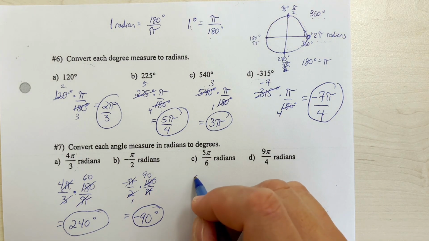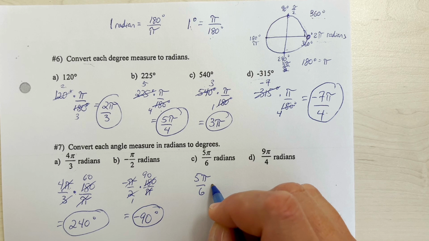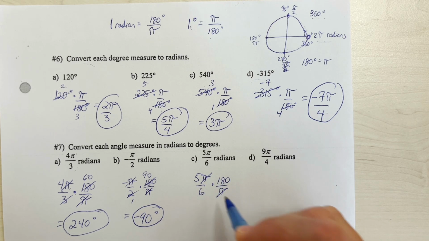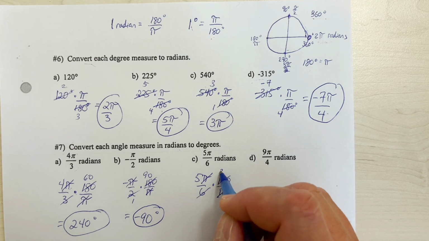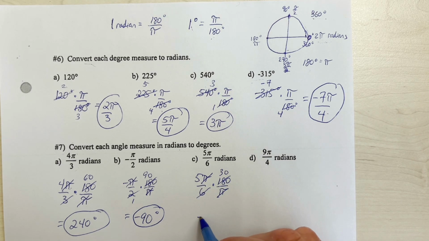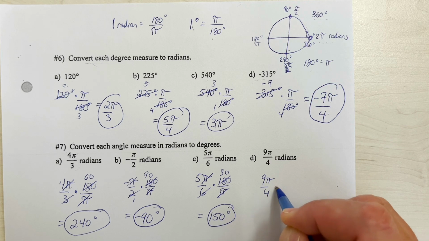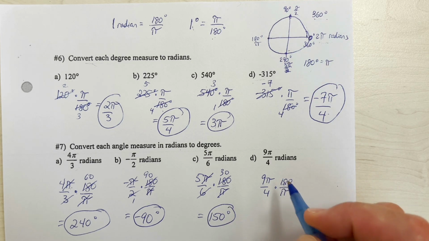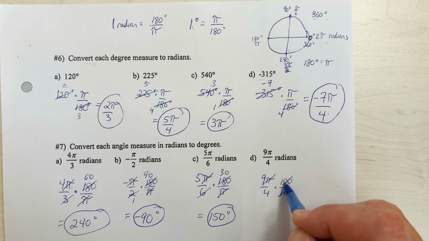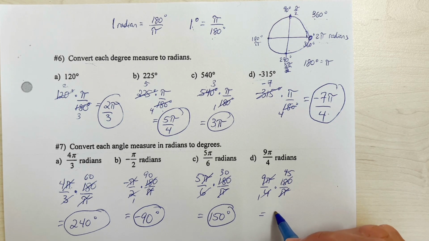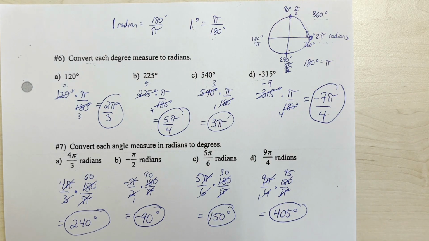Okay, if you've already done it, let's check. 5 pi over 6 times 180 over pi. The pi's reduce. That's 30. And then 5 times 30 is 150 degrees. And then the last one is 9 pi over 4 times 180 over pi. Those reduce. 180 divided by 4 is 45. And then 9 times 45 is 405 degrees. And that is the end of the notes.